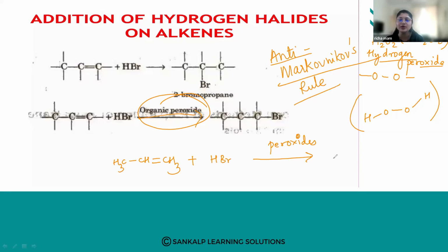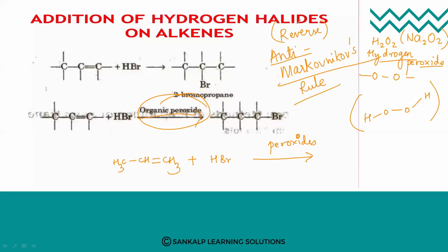So which will be the major product here then? What will be the product obtained? Yes, students, what will be the product? It will be reverse. Anti means reverse. Reverse of the Markovnikov rule.